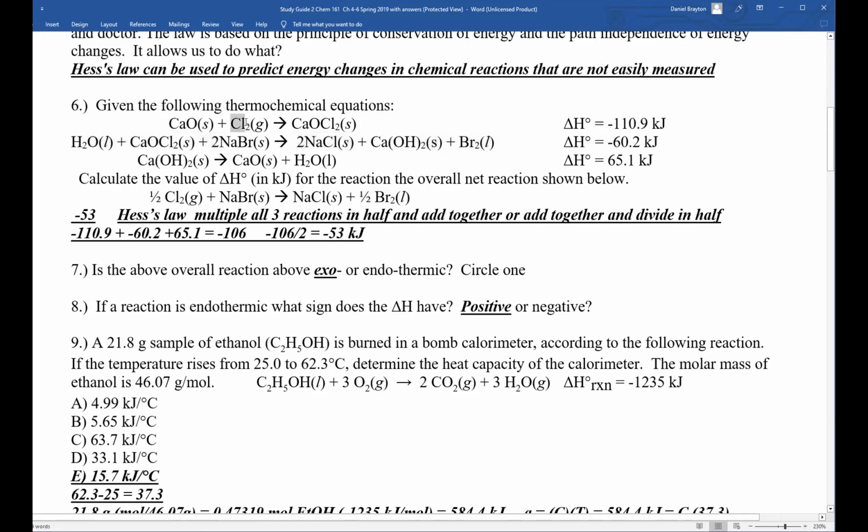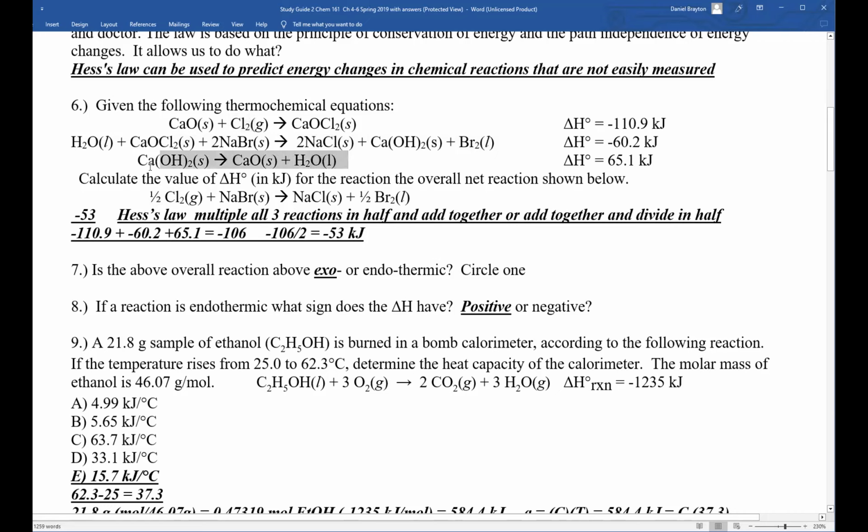Then the other thing that catches my eye is chlorine, Cl2 gas. The only place it is in all 3 reactions is on the reactant side. In your summary, you want it on the reactant side, which means you wouldn't flip that equation. And it wants a 1/2 here. And since up in reaction 1, it's a 1, that tells you, much like reaction 2, you're not flipping it, keeping it as is and multiplying by 1/2.